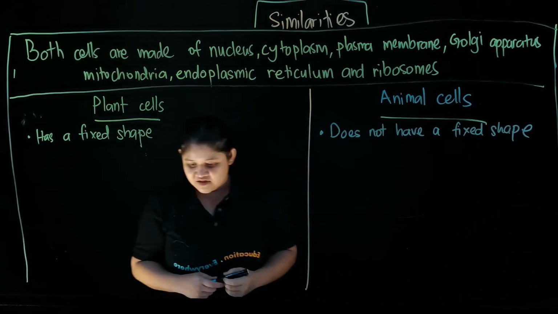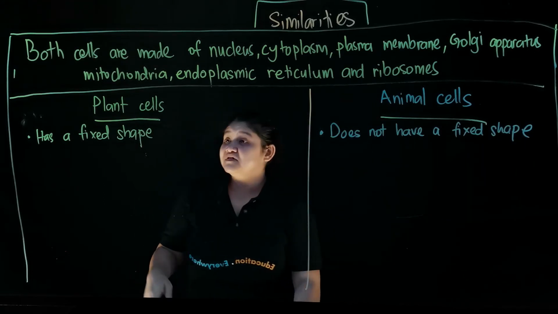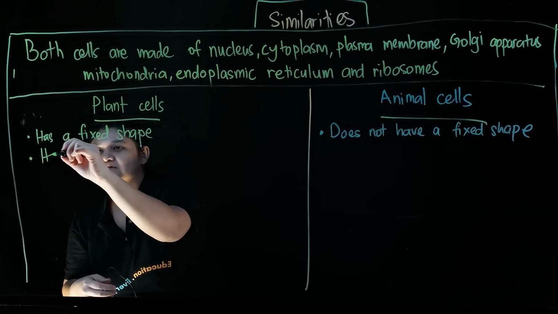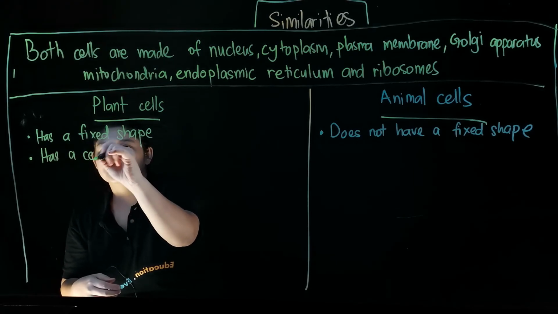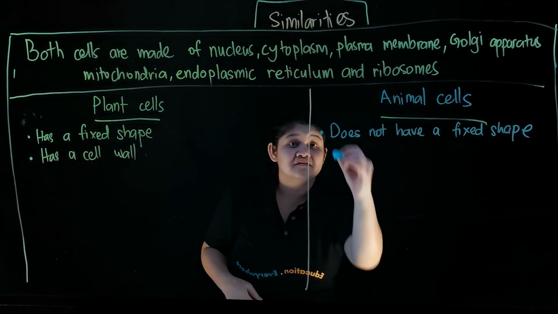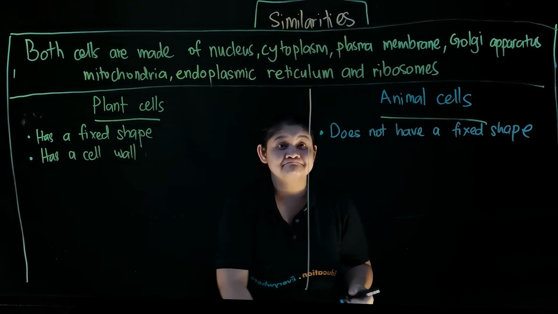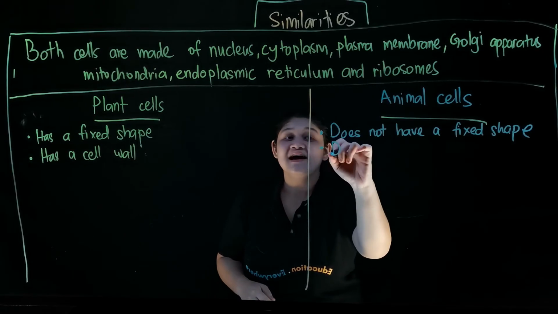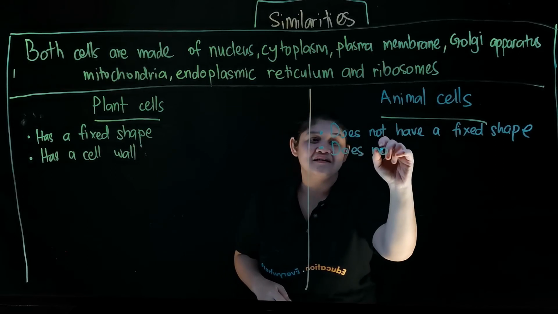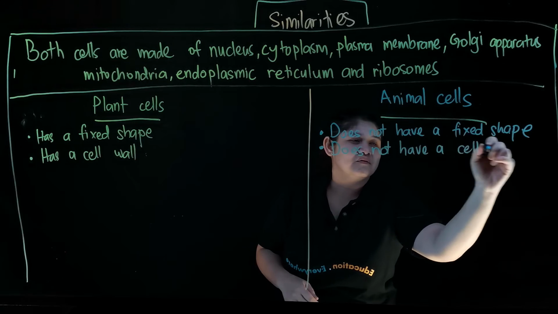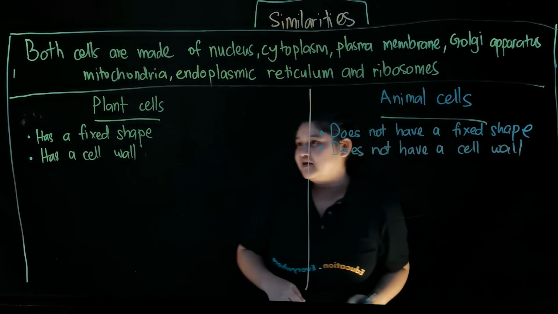All right, next one. Because it has a fixed shape, as I already mentioned, it has a cell wall. Straightforward: the plant cell has a cell wall, the animal cell does not have a cell wall.